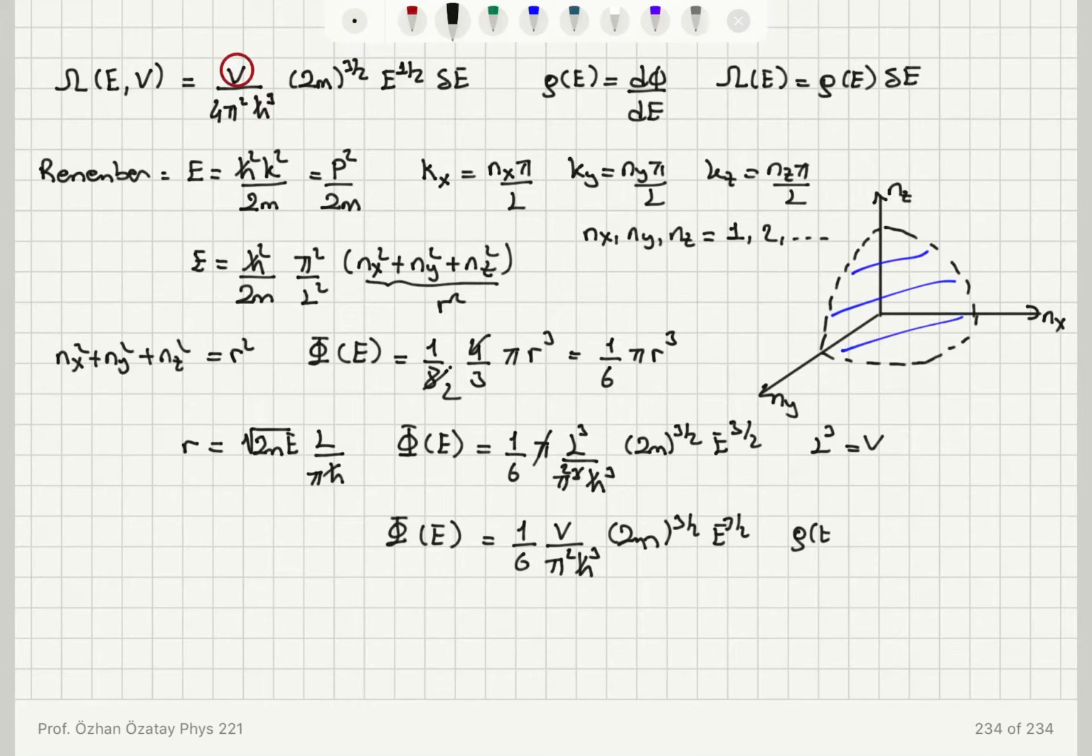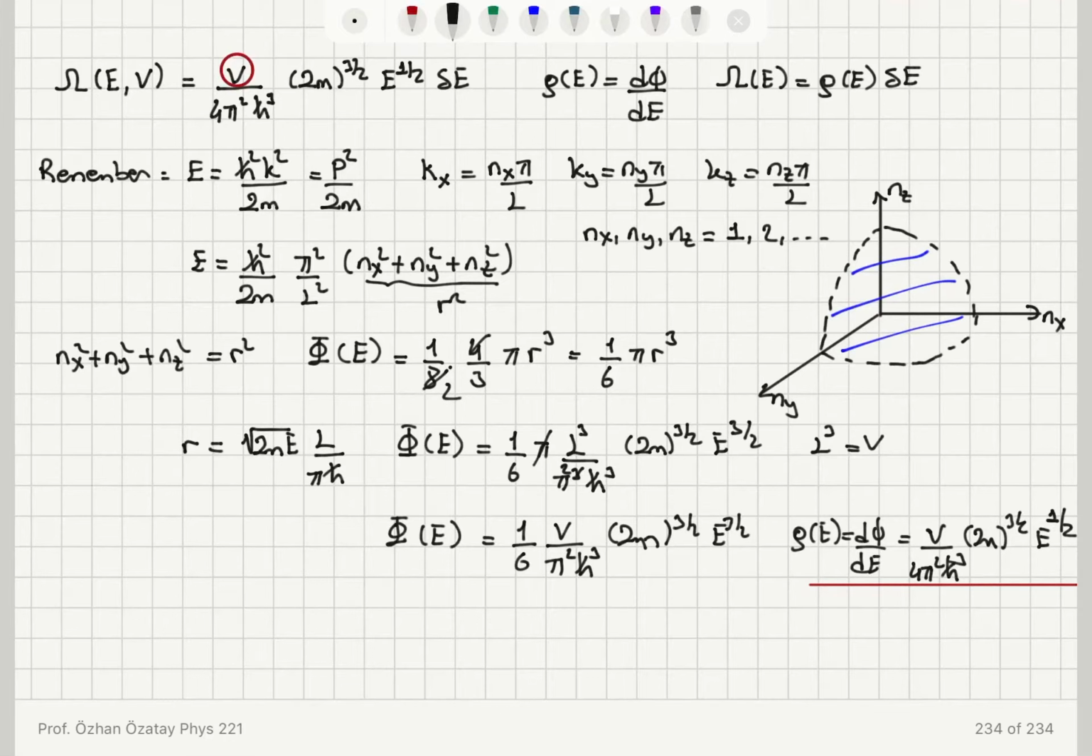And for the density of states, we have d phi dE. That gives us the number of states per energy range dE. We will have a 3/2 from the E to the 3/2. So this will give us 1/4. So V over 4 pi squared h bar cubed, 2m to the power 3/2, E to the power 1/2. So this is how we obtained the density of states.